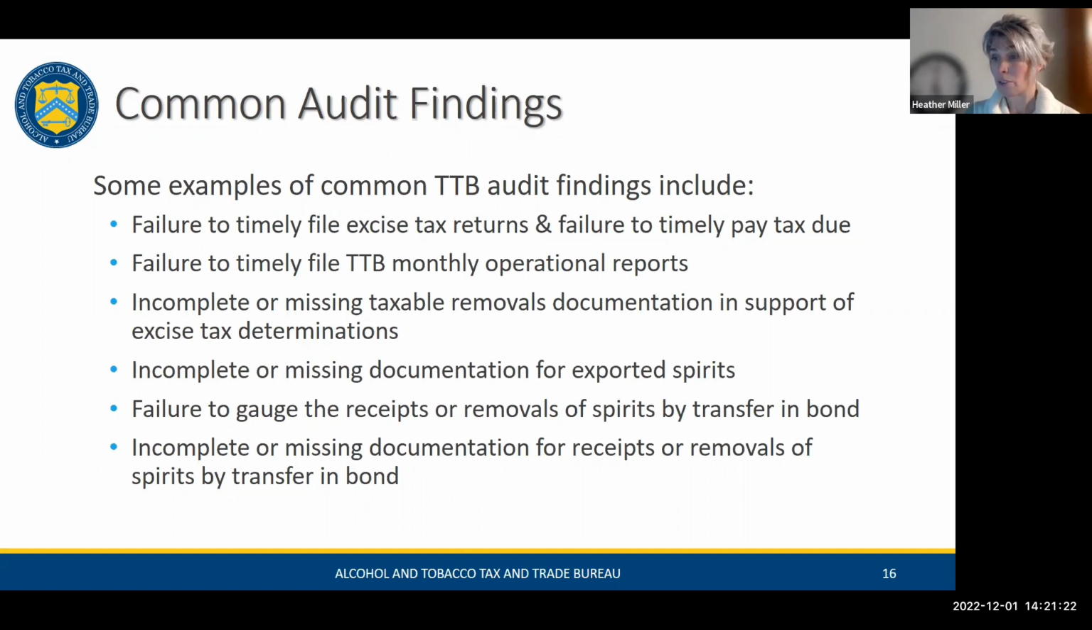It is important to prepare and file the export withdrawal form, TTB Form 5100.11, and ensure that the exported amounts on the Form 5100.11 reconcile to the amounts reported on the monthly operation reports. 5, failure to gauge the receipts or removals of spirits by transfer in bond. 6, having incomplete or missing documentation for receipts or removals of spirits by transfer in bond.